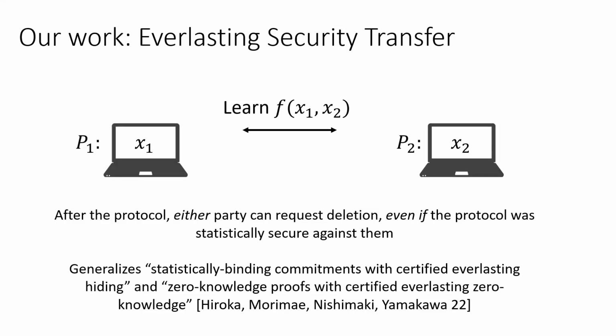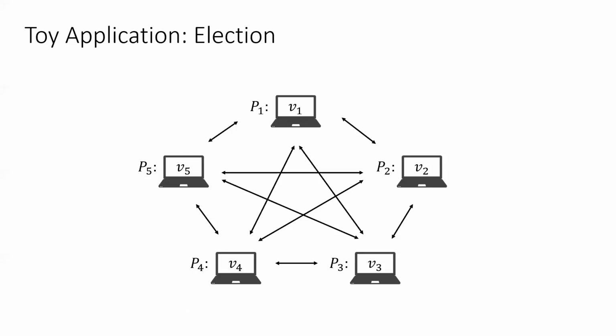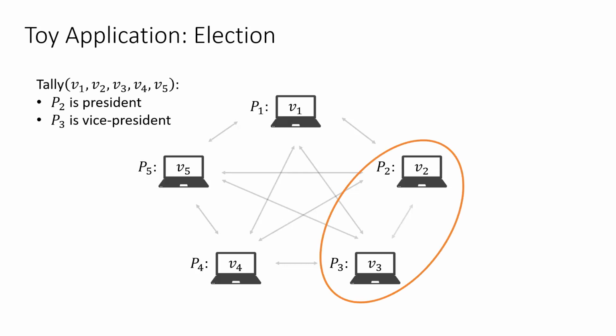And so it gives this kind of dynamic statistical guarantee where you don't really need to know before the protocol starts who you're going to want to get statistical security against. And I will mention this generalizes some previous notions that appeared in the literature, such as a statistically binding commitment with certified everlasting hiding also gives this kind of transfer ability, okay? And now, just to maybe motivate this notion a little bit more, one nice toy application you can imagine is, say you want to use MPC to run an election, okay? So these parties are all going to tally up their votes and elect two of them, let's say P2 and P3, to be president and vice president.